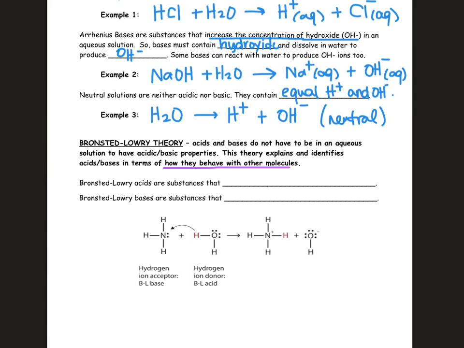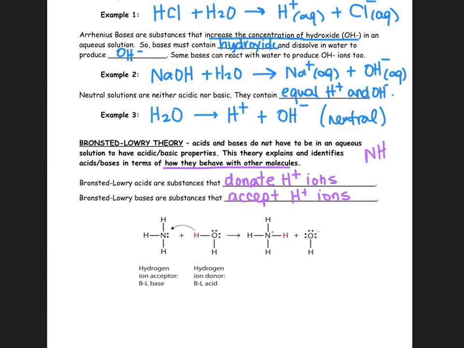Bronsted-Lowry acids are substances that donate hydrogen ions when they're in water. But really, they donate hydrogen ions to whatever the molecule is. And then bases are substances that accept hydrogen ions. When you're talking Bronsted-Lowry theory, you're trying to explain things that you wouldn't 100% know.